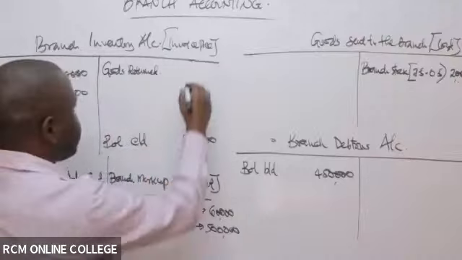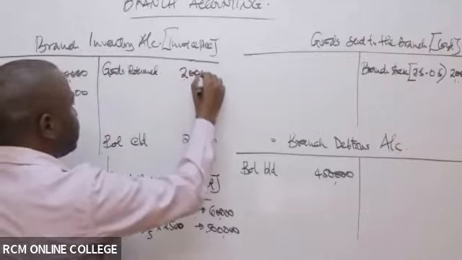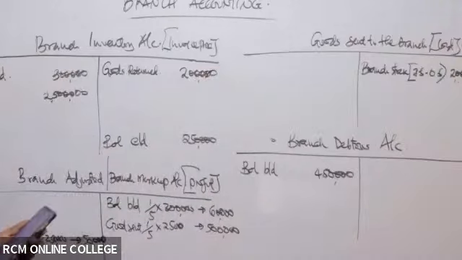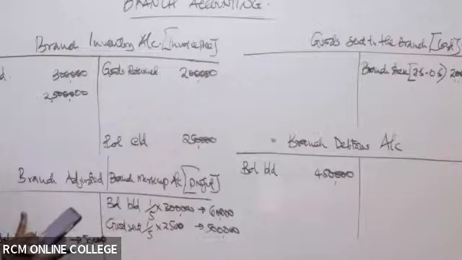So how much was it? 200,000. There was an amount of 200,000 that had been returned. But in this case, you have to look at the profit element, so it will come this side. Look at the profit element there. It will basically be this side. So the goods returned.